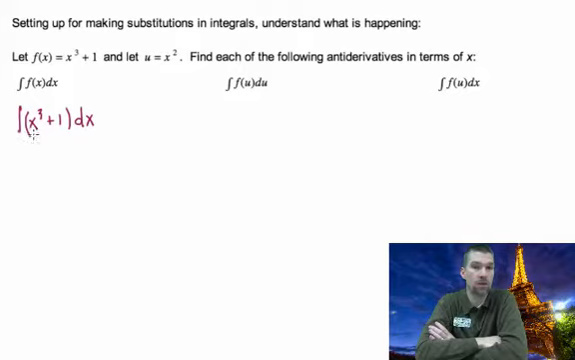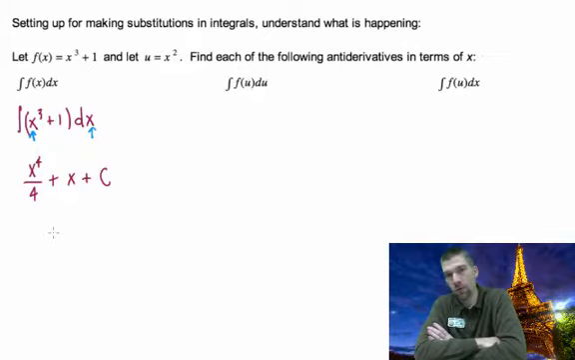We're going to add 1 to the 3, and we're going to divide by that new number. Okay? So as long as I've got x cubed and a dx at the end, life is nice. All right? So here we go. x to the 4th over 4 plus x. And then plus c, because we want to account for all the different possibilities that our constant could be.